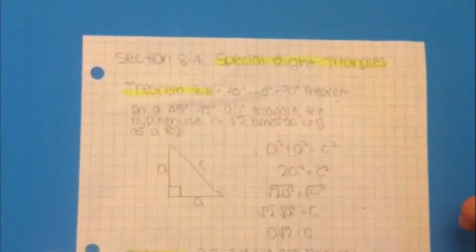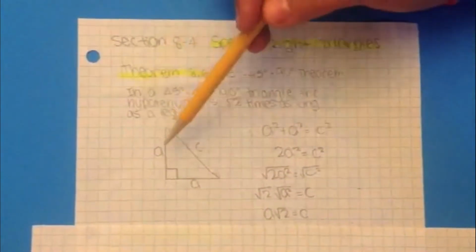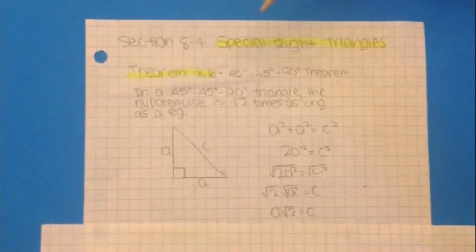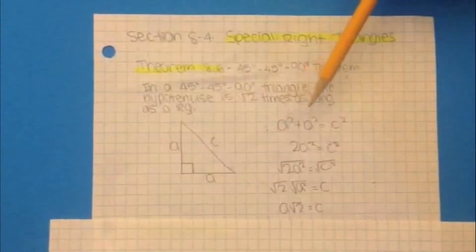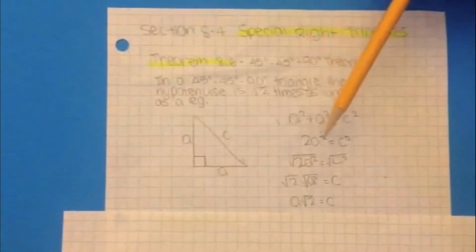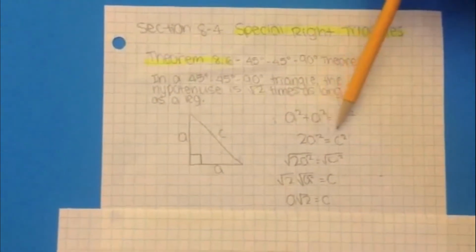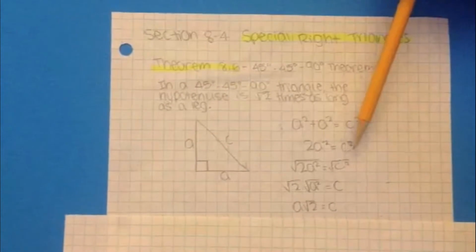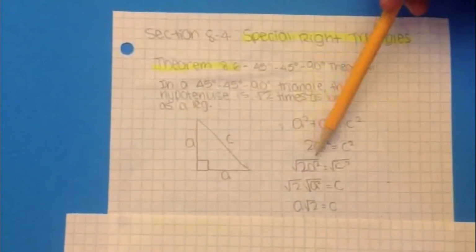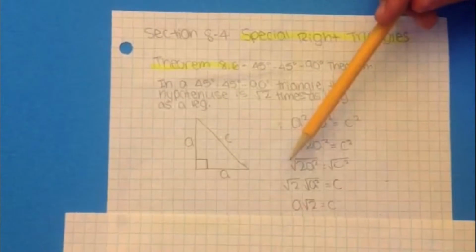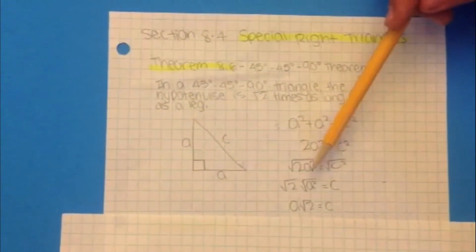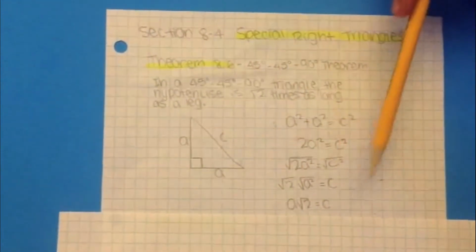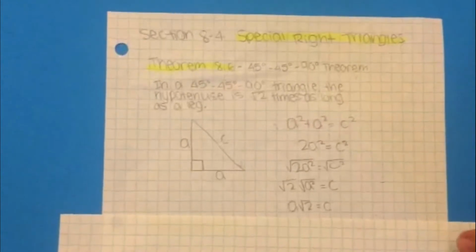We can prove this. Since this leg and this leg are the same length, they will both be represented by a. Using the Pythagorean theorem, a squared plus a squared equals c squared. We can simplify this to 2a squared equals c squared. Then we find the square root of both sides: rad 2 times rad a squared equals c, so a rad 2 equals c. We proved theorem 8.6.